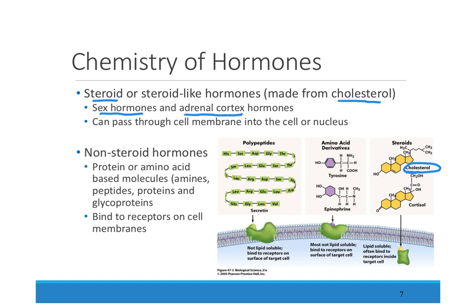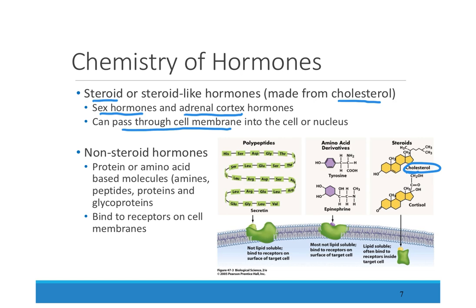Steroid hormones are lipids, and because they are lipids, they can pass through the cell membrane directly into the cell or slide even through the nuclear membrane into the nucleus, because the lipid nature of their structure allows them to move through that phospholipid bilayer that makes up the cell membrane.